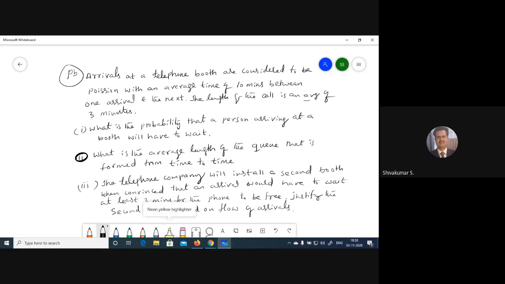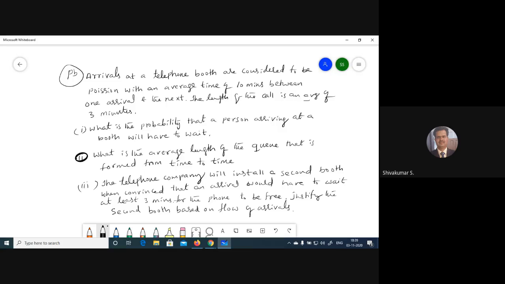Yeah, this is the problem now. Arrivals at a telephone booth are considered to be Poisson with an average time of 10 minutes between one arrival to the next. So between one arrival and the next arrival there are going to be 10 minutes, and the length of the call is an average of 3 minutes.